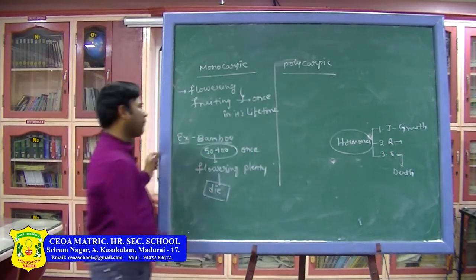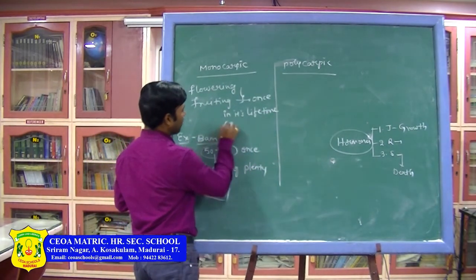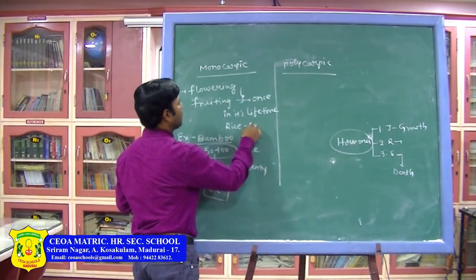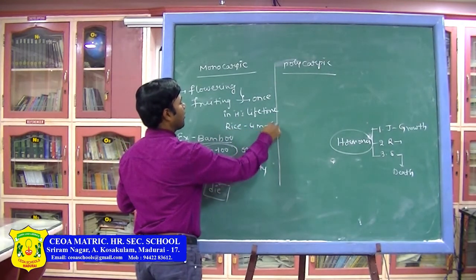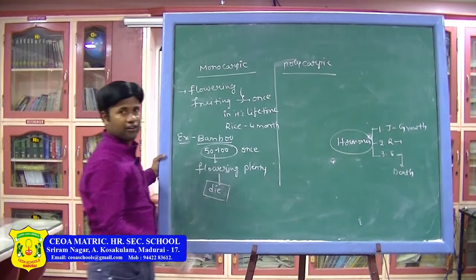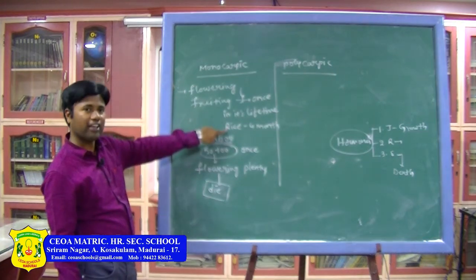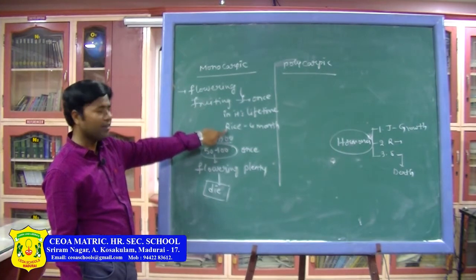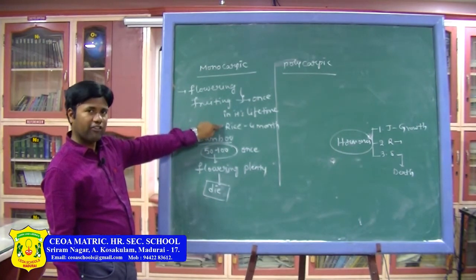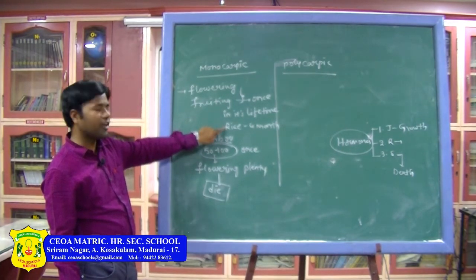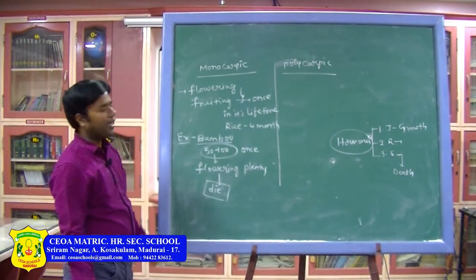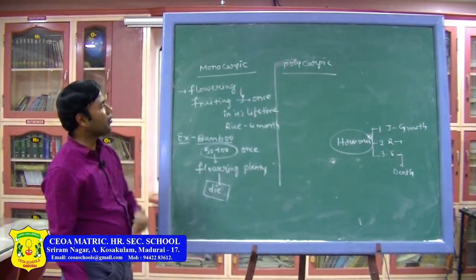If you take rice, its lifespan is only 4 months. Afterwards it will be gone. So what is happening here? It is an example of an annual plant, and throughout its lifespan it flowers only once. Okay, so this is the example for the monocarpic.